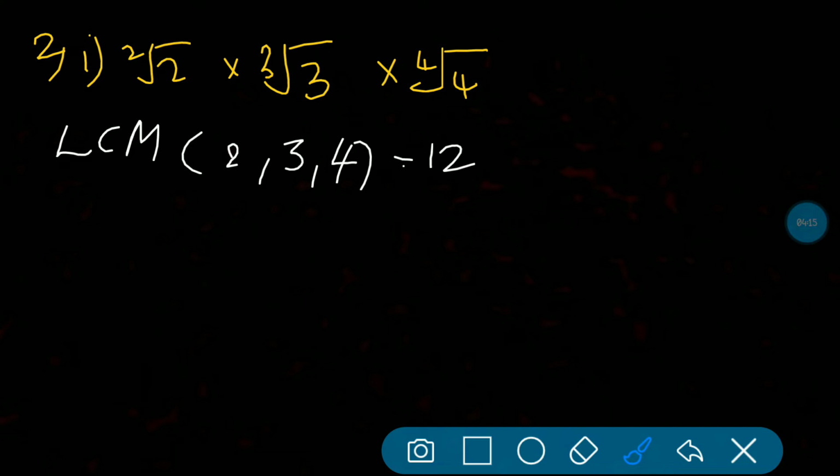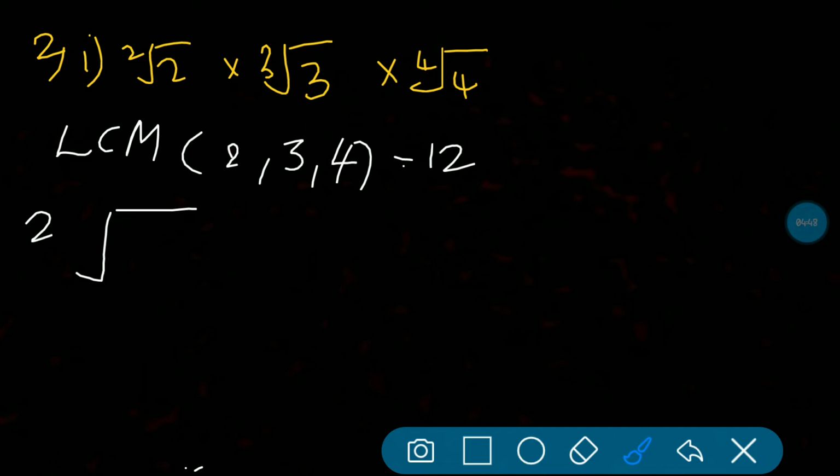Now what are we going to do? Here it is 2. We have to make it 12 because the LCM is 12. If we can make everything the same, then we can multiply. So when we make everything 12 here, then obviously we can multiply. Very simple. Now inside, just draw that root and keep it ready. I'll tell you very clearly. First, here we have 2. Keep that 2 like that only.